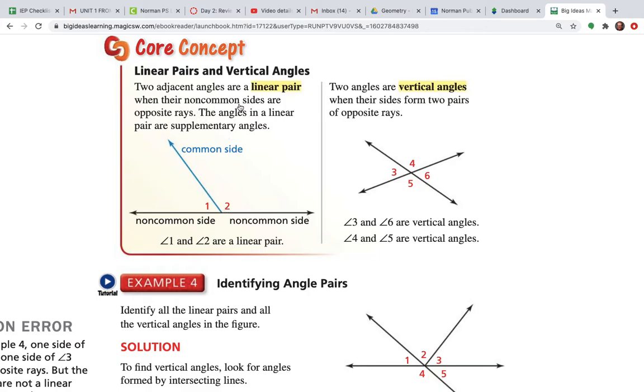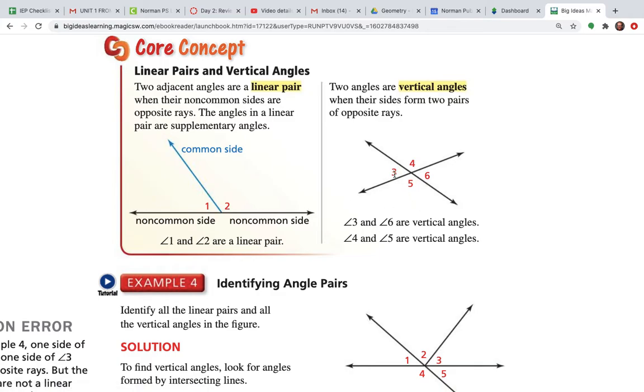This says their non-common sides are opposite rays. So if I had a little dot here, one ray would go this way and one ray would go exactly the opposite way. But I just like to keep it simple. A linear pair combines to make a straight line. They are adjacent, they're right next to each other, and they make that straight line, that 180-degree angle. And that's really important to know, that angle 1 plus angle 2 is always 180 degrees.